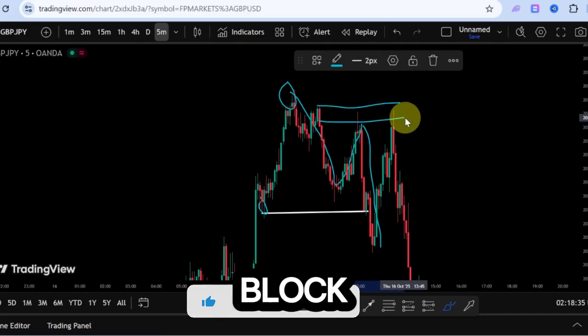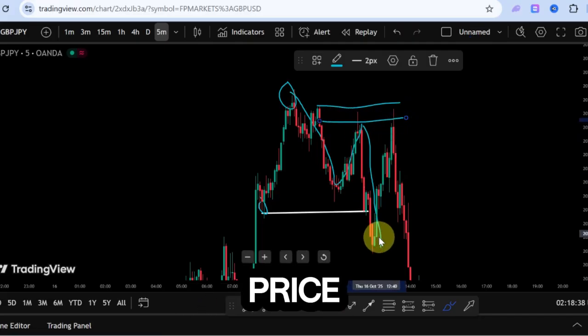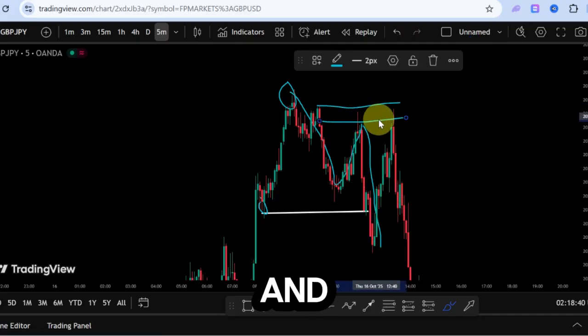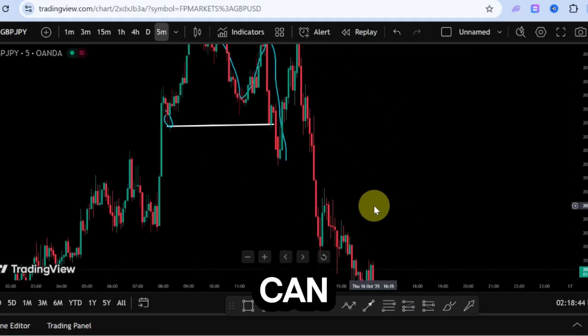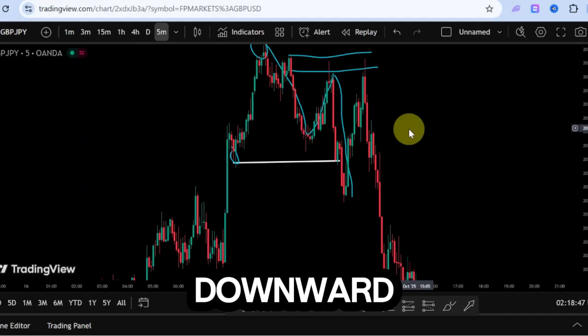This is an order block. And as you can see, price went back to this particular order block, and from this place you can see that the market went downward. You can see the movement downward.